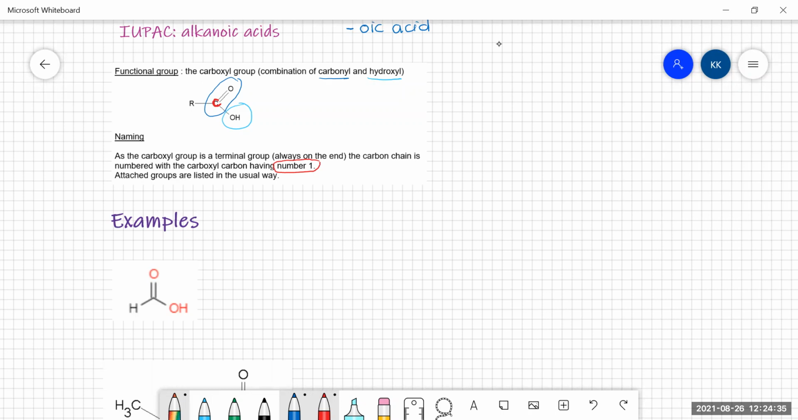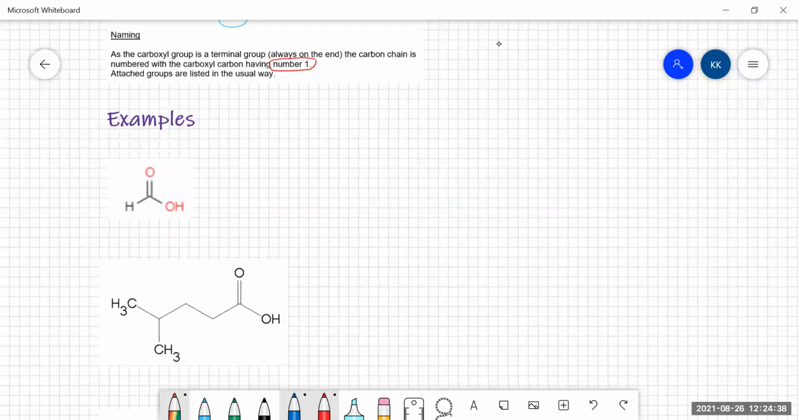All right, so let's crack on straight away with some examples. The important thing we need to remember is that the carboxyl carbon is one of the carbons in the carbon chain. So that's the trap for young players in this particular naming. In this case, all we've got to do is find the longest continuous carbon chain that contains the carboxyl carbon. In this case, we only have one carbon atom. So this one is methanoic acid.